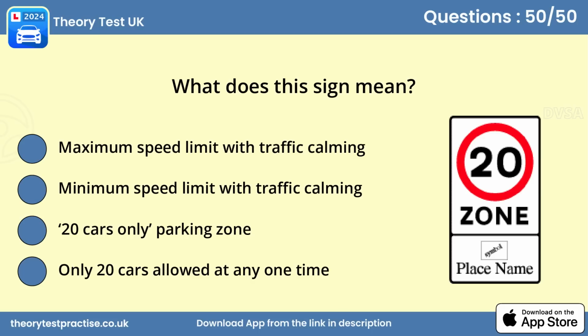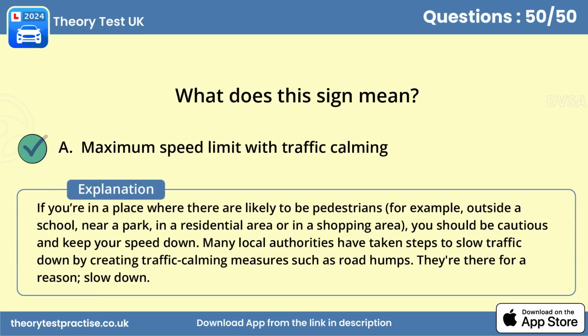Question 50. What does this sign mean? A. Maximum speed limit with traffic calming. If you're in a place where there are likely to be pedestrians, for example, outside a school, near a park, in a residential area or in a shopping area, you should be cautious and keep your speed down. Many local authorities have taken steps to slow traffic down by creating traffic calming measures such as road humps. They're there for a reason.